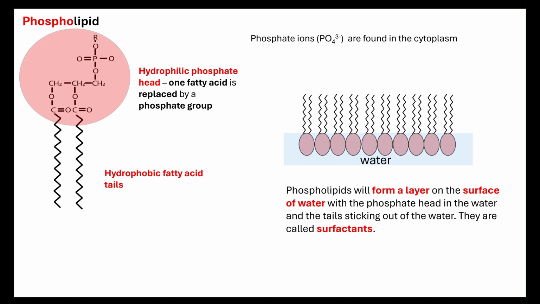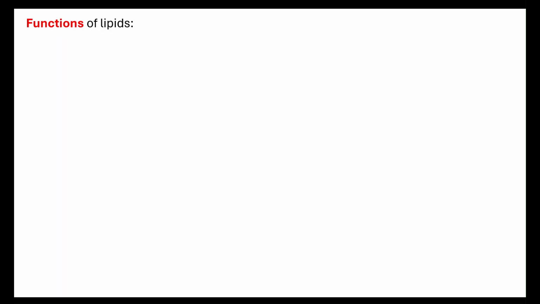Now, they're actually called surfactants because of that. So a surfactant is a type of phospholipid which forms a layer on the surface of water. And that's important when we look at the surfactants inside the lungs.